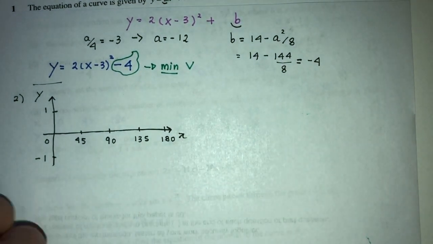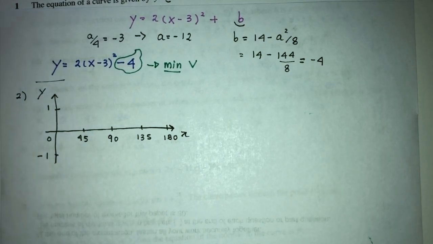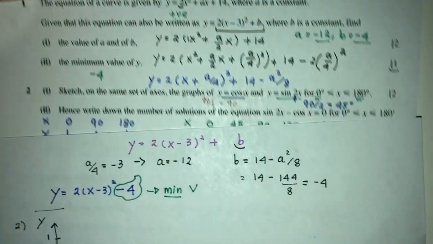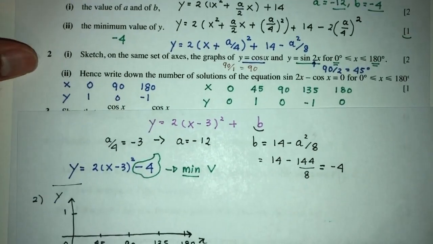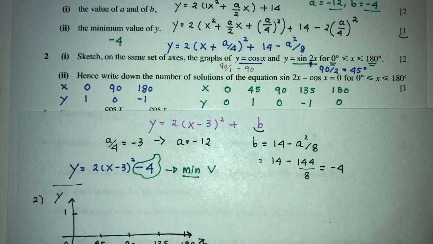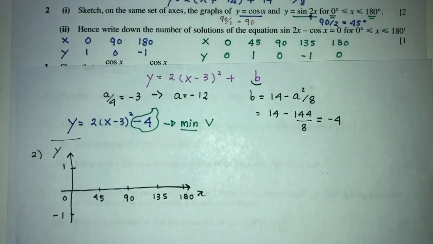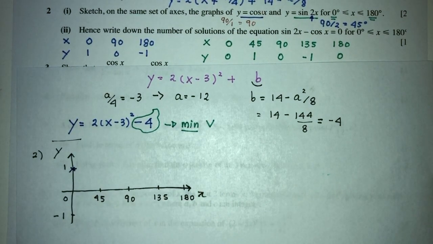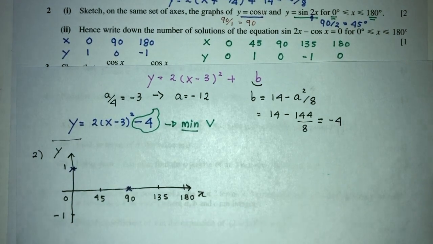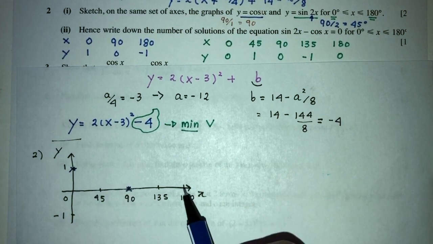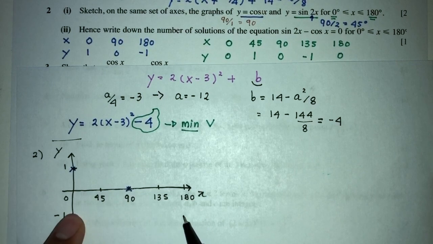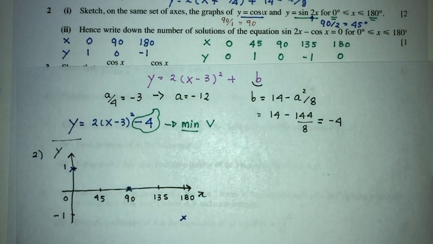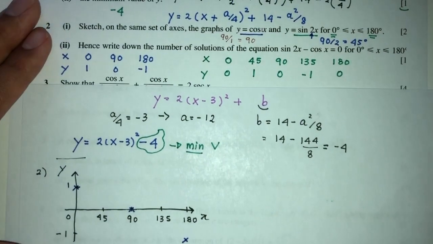Okay, so now we are ready to draw the curve. So let's draw the first one, which is the cos curve. The cos curve is the blue color. For the value of 0, the y is 1, so first point is here. For the value of 90, the value is 0 here. And then for 180, -1 should be somewhere over here. That's my cos curve.